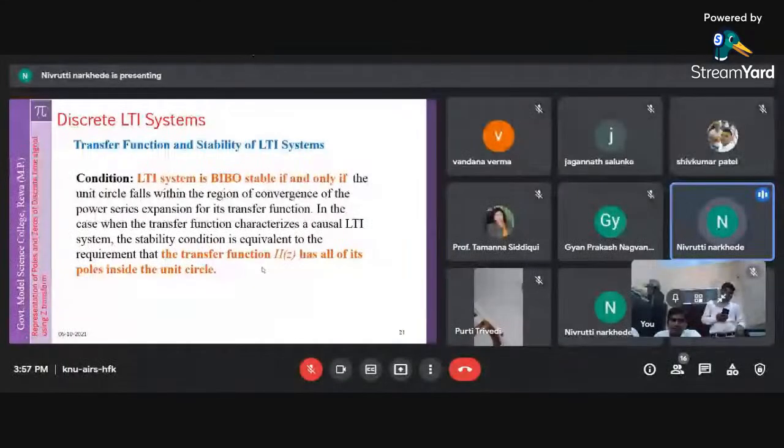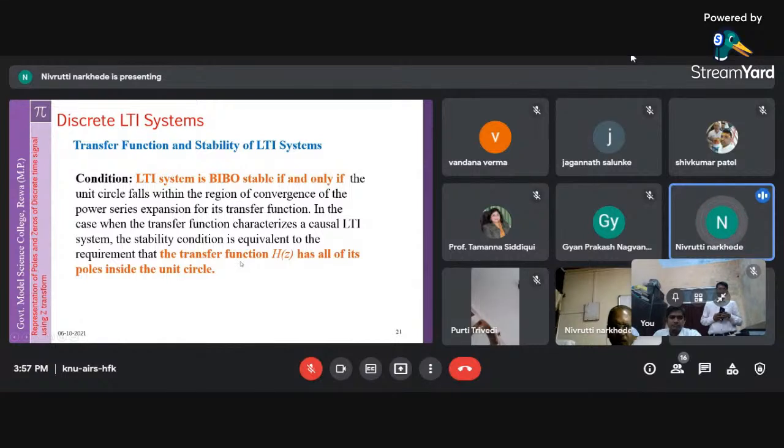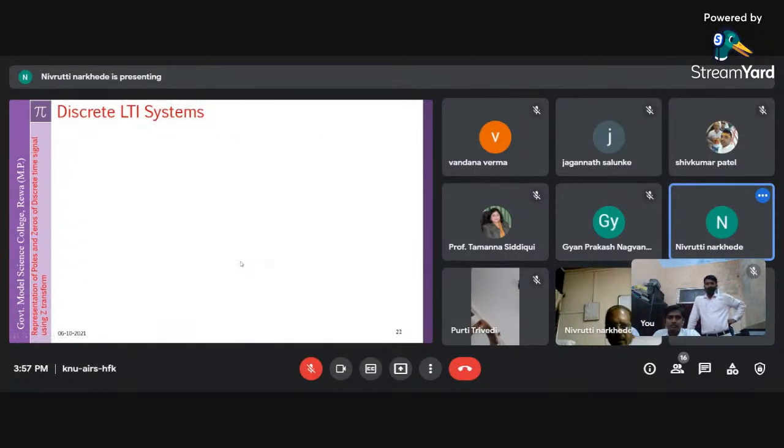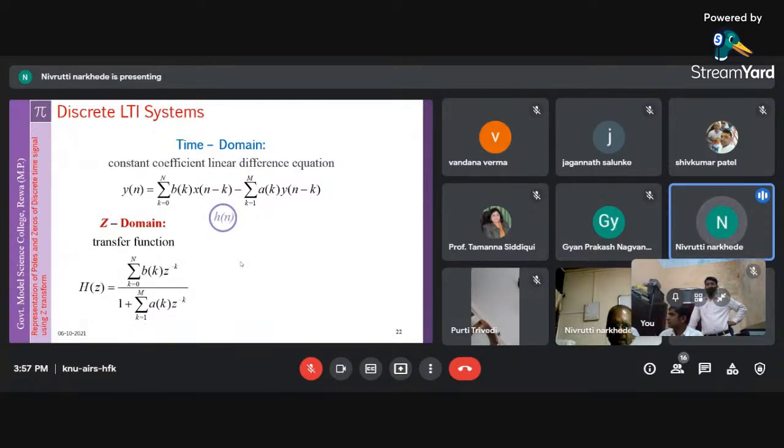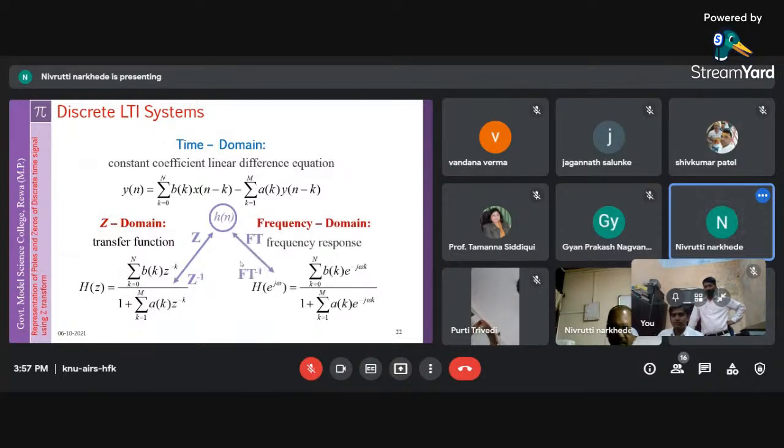In this system, let us work out the transfer function H(z), which has all its poles inside the unit circle. So how can we define poles and zeros here? These are the same equations: the transfer function in the z domain, then the transfer function in the frequency domain. The Z transform to the Fourier transform can be obtained only by replacing z with e raised to j omega. So they are related by these relations. One is the z domain, another is the frequency domain.